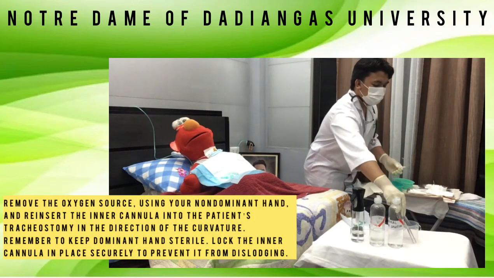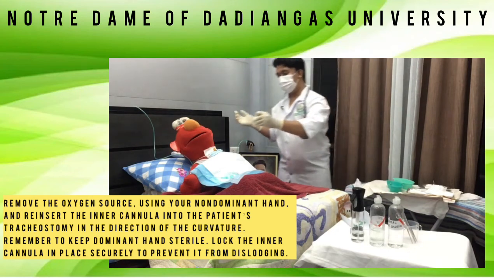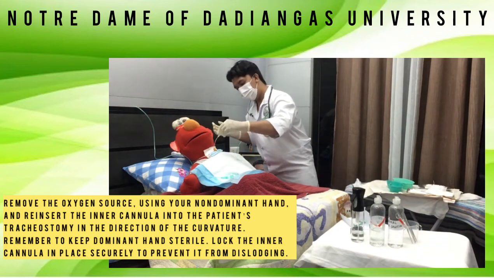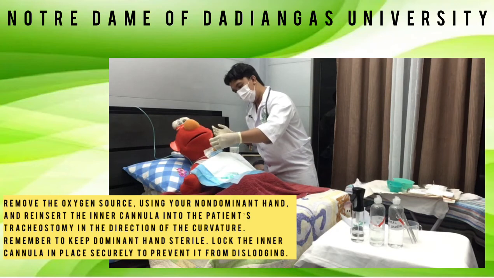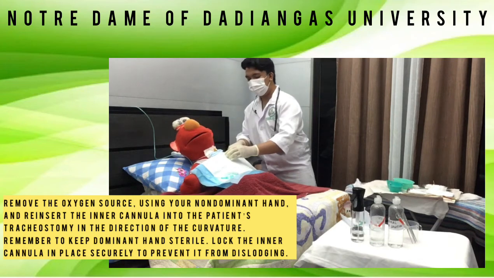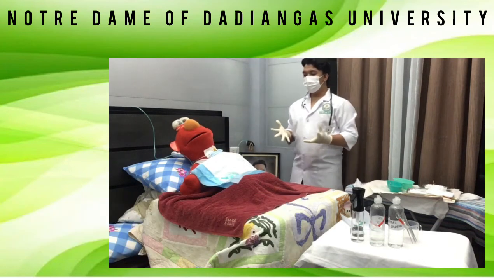Remove the oxygen source using your non-dominant hand and reinsert the inner cannula into the patient's tracheostomy in the direction of the curvature. Remember to keep your dominant hand sterile. Lock the inner cannula in place securely to prevent it from dislodging.